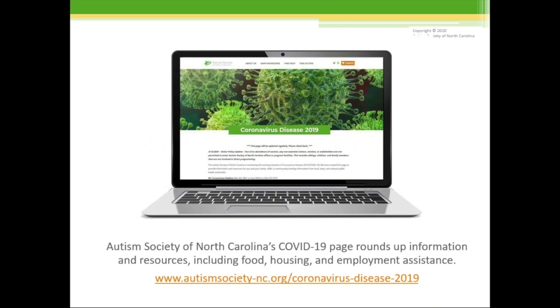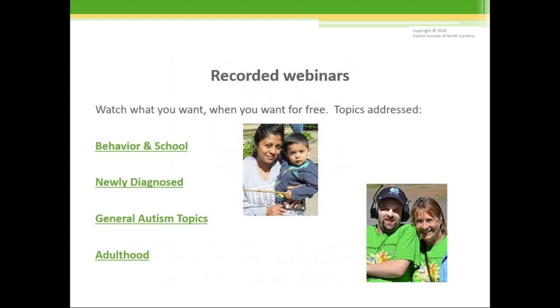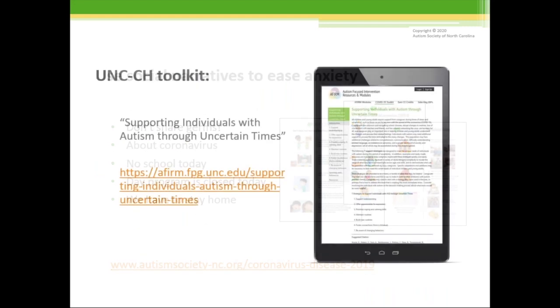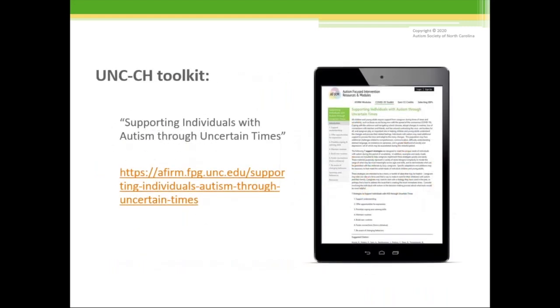I also just want to make sure you all know that, of course, there's a lot of great resources on the Autism Society's website. There's also amazing resources that are being offered by other entities like, of course, UNC Chapel Hill has an amazing toolkit out there right now. I'm sorry, I'm flipping ahead to it. There's a lot of great resources available to you.